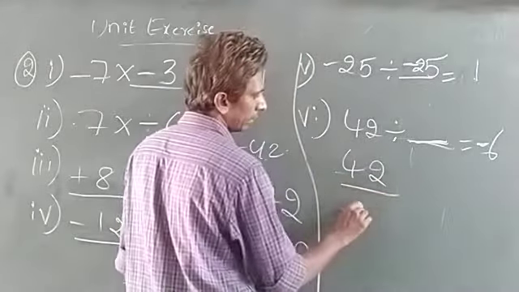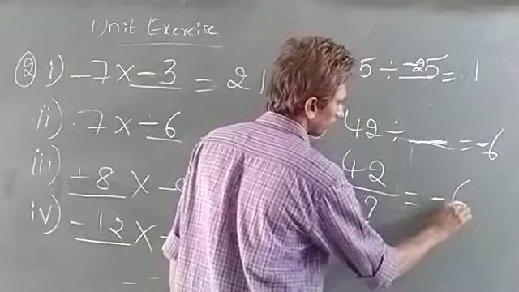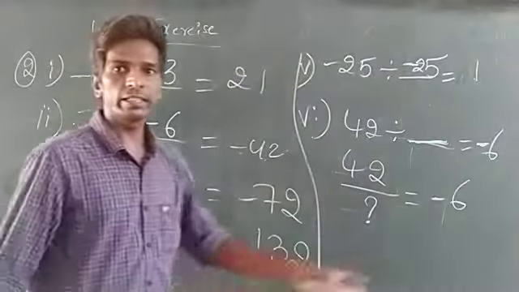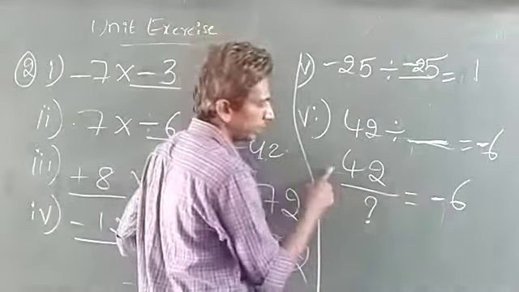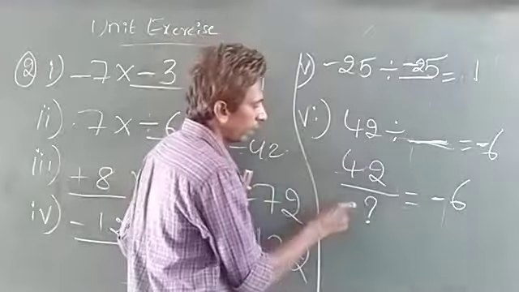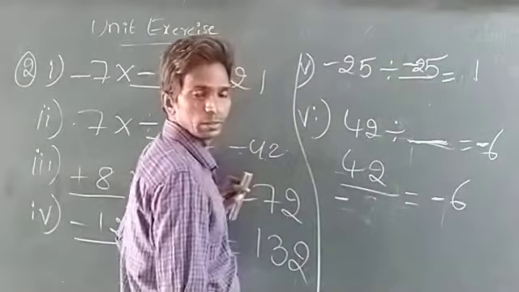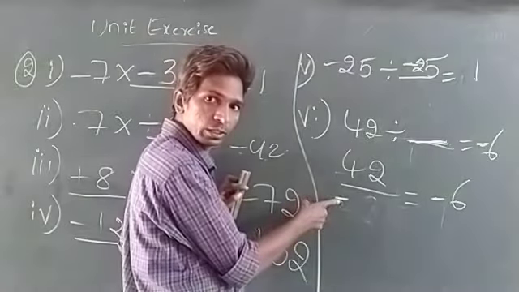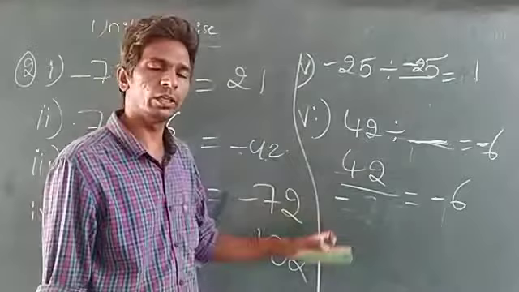42 divided by question mark that equal to minus 6. You want to get the answer minus 6. So here there is no minus. So in the denominator you want to put the minus. Denominator minus, it will go to numerator also. So numerator minus, it will come to denominator also.